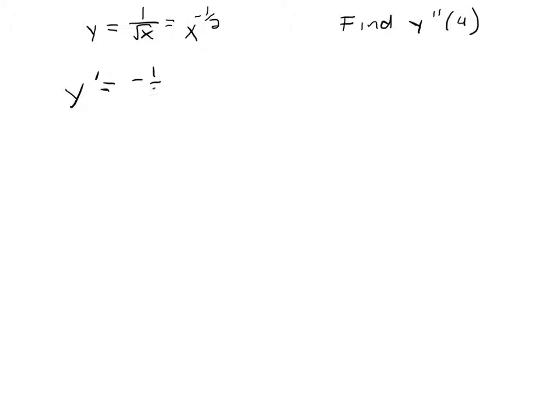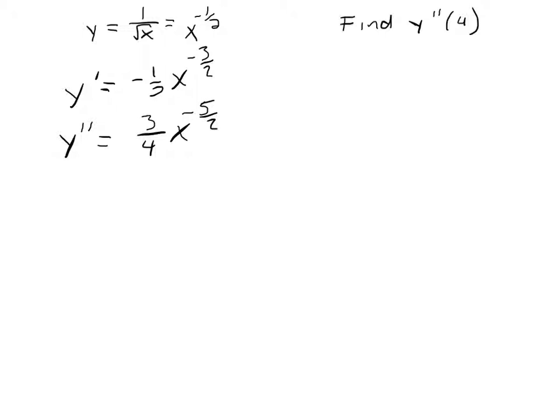First derivative is going to be negative 1/2 x to the negative 3/2. If we find the derivative of that, which I like to call the second derivative, it's kind of a technical term for the derivative again, we're going to get 3/4 times x to the negative 5/2.